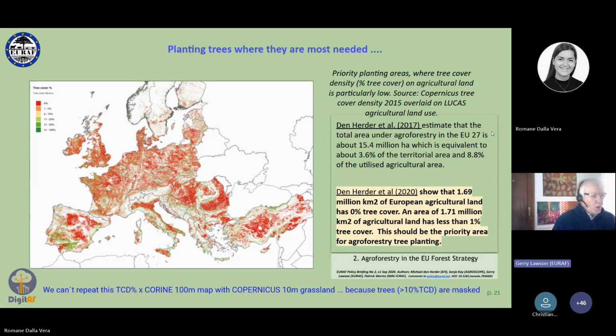And just an indication of this is some of the work that we're doing towards getting a map of how much agroforestry there is in Europe and how much agroforestry there could be in the future. So the deep red areas are the areas of tree deserts. Those are the areas where we're saying there should be much greater focus on planting of trees.